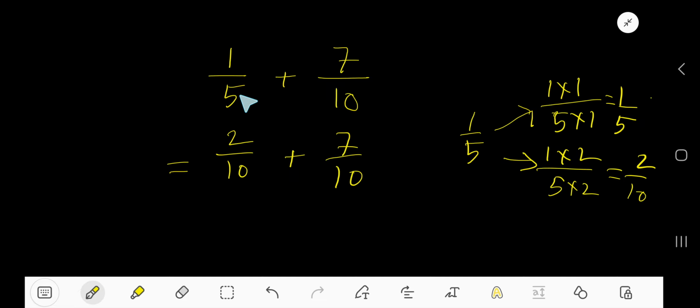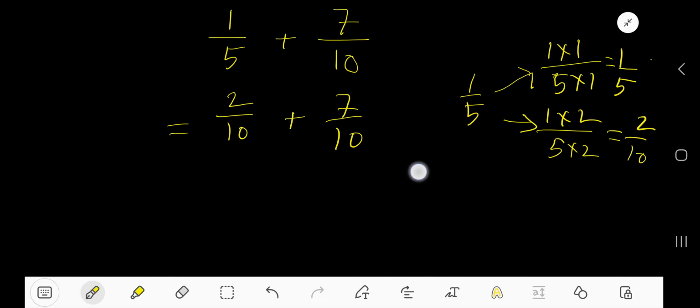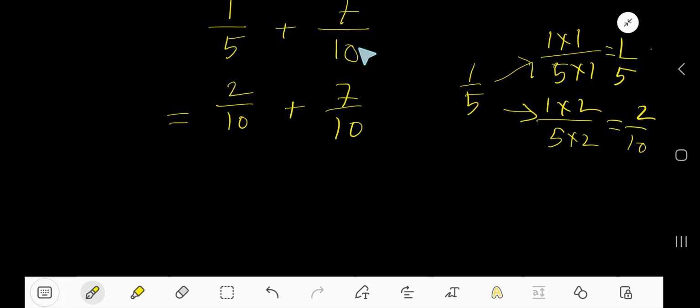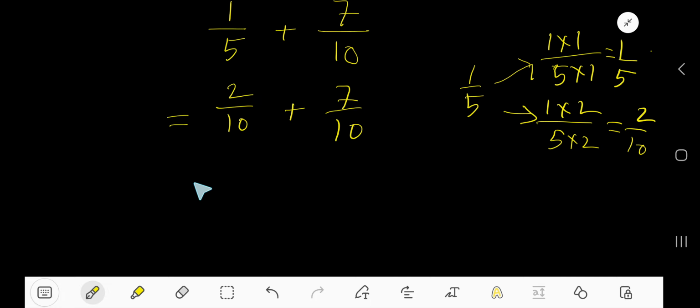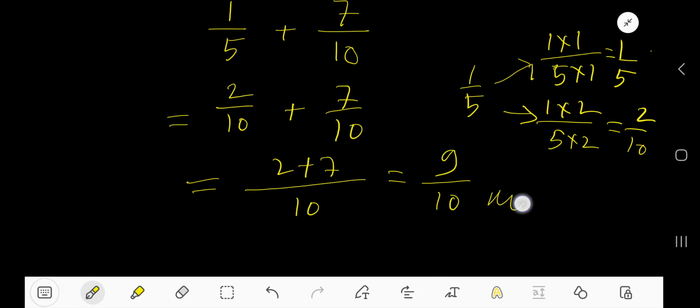Actually 2 over 10 and 1 over 5 is the same thing. Just to add this fraction with this fraction, we are considering this. Now since you have gotten the same denominator, just add the numerators. So we are getting 9 over 10 and this is the answer.